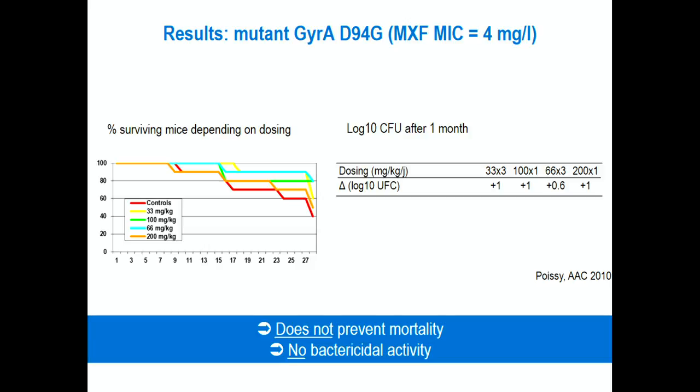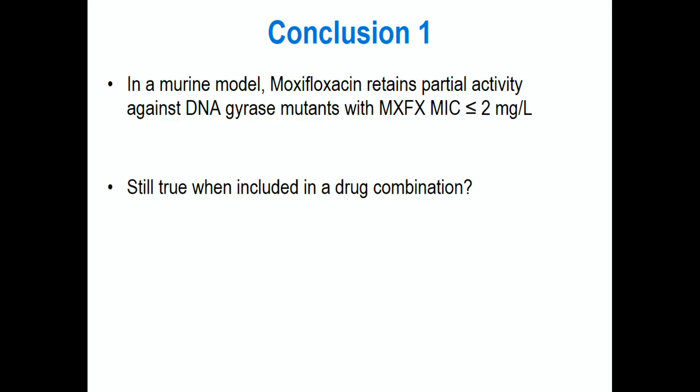And indeed, there was less mortality in this experiment, but still, there was no difference between treated and untreated mice, and there was CFU increase in all the mice. So that's confirmatory, but we did not prevent mortality, and there was no bactericidal activity. So that was the first conclusion. In a murine model, Moxifloxacin retains partial activity against DNA gyrase mutants, and only against those who have a Moxi MIC that is at most 2 milligrams per liter.